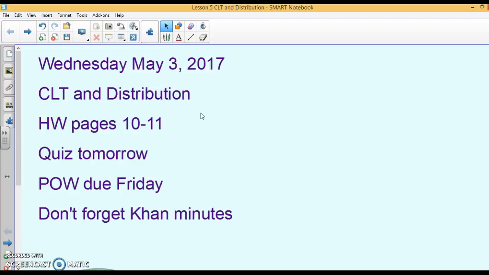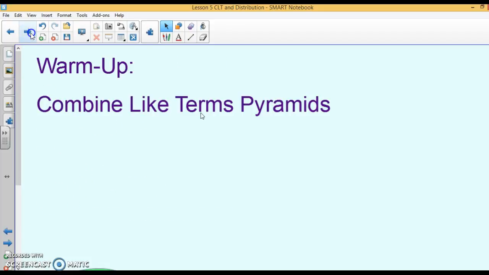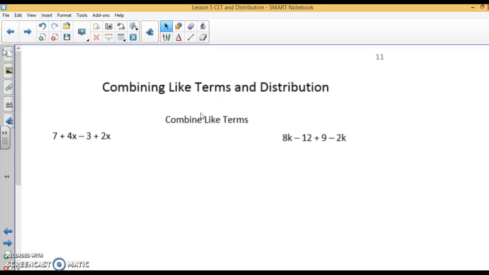So this is going to be lesson 5 in our solving equations unit. It's going to be on combining like terms in distribution, and the homework is going to be pages 10 and 11. So we're combining like terms and doing more distribution. If you want to turn to page 11 in your notes.